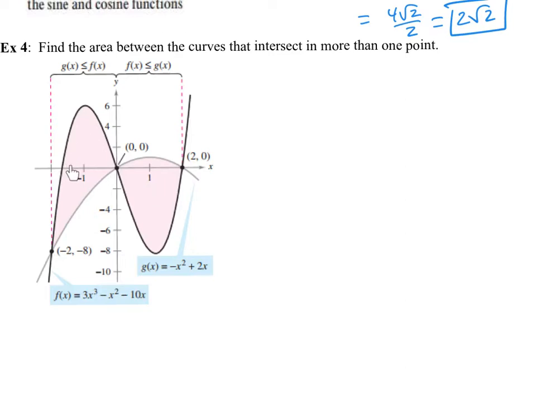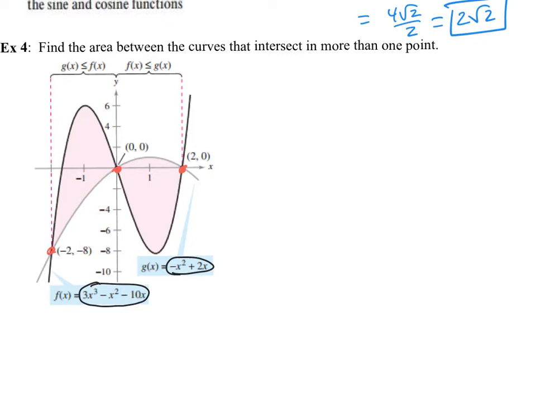So let's start with this left integral. We need to find our bounds of integration. So I need to find where the 2 functions intersect. So I need to find this point, and at the same time we'll go ahead and find this far right solution as well. So what we're going to do is set our 2 expressions equal to each other. So we're going to set 3x cubed minus x squared minus 10x equal to negative x squared plus 2x.